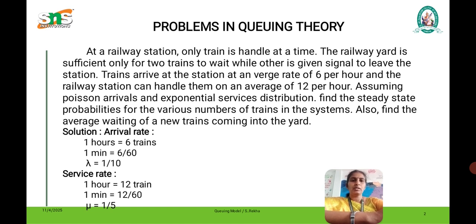The service rate is denoted by the letter mu. Here, in 1 hour, 12 trains get service. We also convert this into minutes, so 12 by 60. If you cancel using the 12 table, you will get 1 by 5.